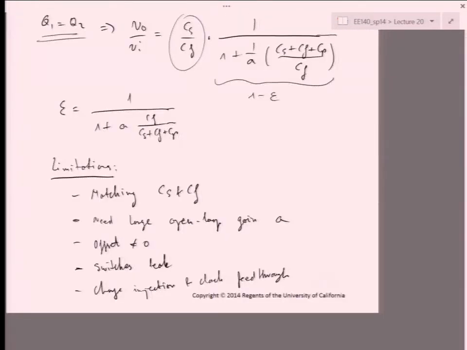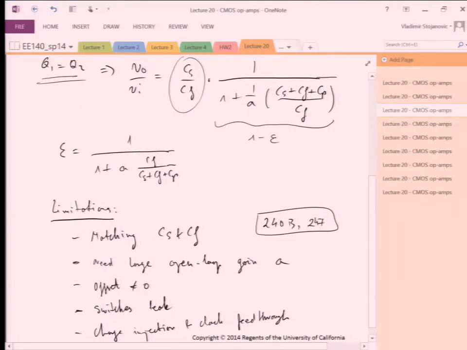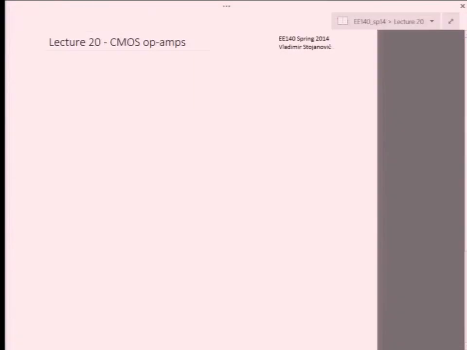A lot of these are covered in 240B and 247. So for people who are more interested, I'll refer you to those classes in the future. But it's a very important concept to realize, because a lot of modern topologies in A to D converters, in addition to just amplifiers themselves, are based on these kinds of signal processing. There's a whole class of switch cap signal processing topologies.